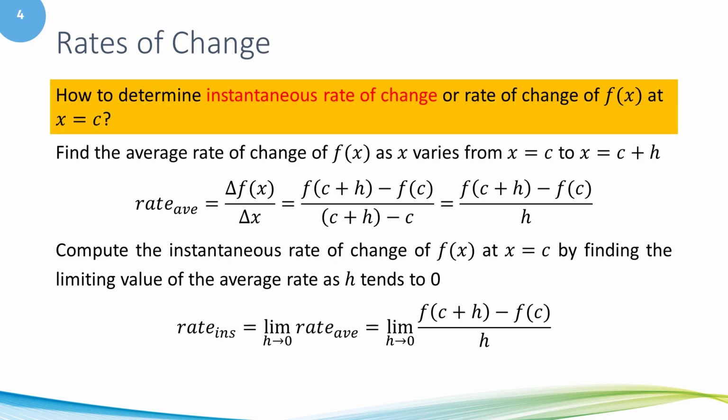Let's change the s from the previous example to any f, any function. How do we determine the instantaneous rate of change of f(x) at x = c? We do it in the same way we did in the example. So we start from the average rate, and then we make the intervals smaller and smaller by using limit. Then we have the instantaneous rate of change formula for f(x) at x = c in limit form.